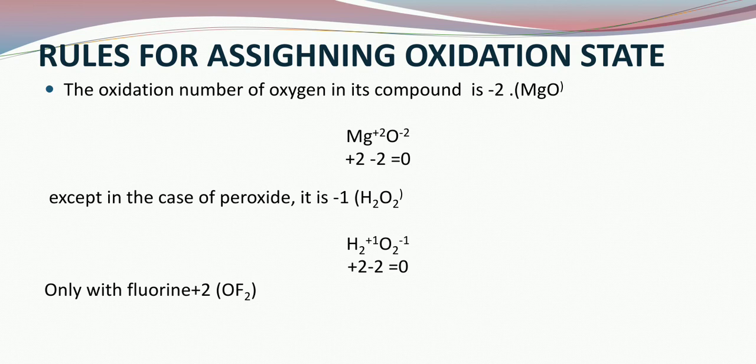While with fluorine, oxygen carries oxidation state +2, as in OF2. So there are 3 oxidation states of oxygen. In its compounds, it carries -2 oxidation state. In peroxide, it carries -1 oxidation state, while with fluorine, it carries +2 oxidation state.